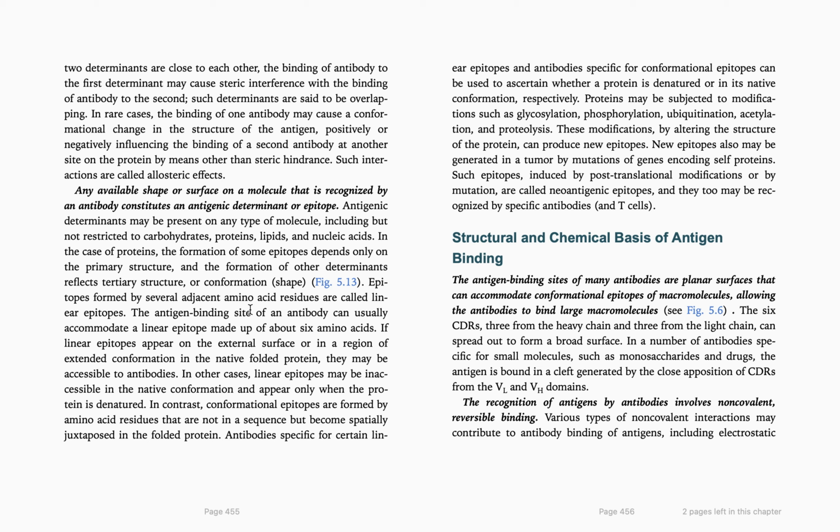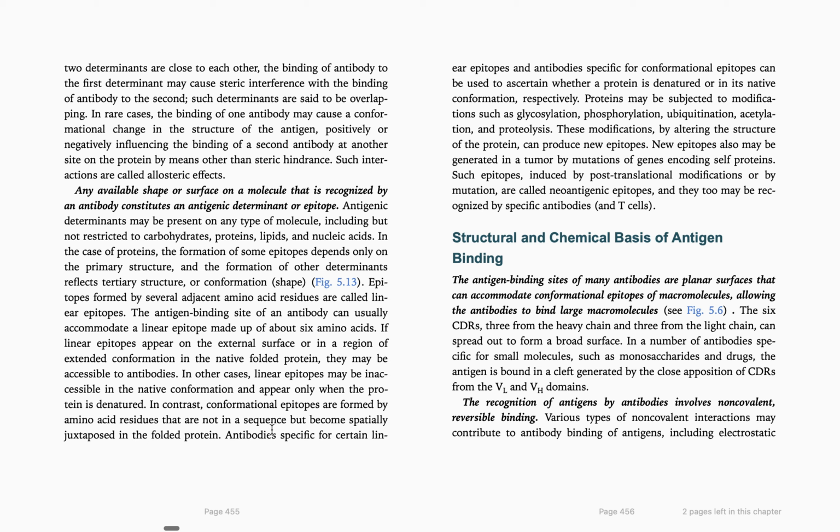Epitopes formed by several adjacent amino acid residues are called linear epitopes. The antigen binding site for an antibody can usually accommodate a linear epitope made up of 6 amino acids. If linear epitopes appear on the external surface or in a region of extended conformation in the native folded protein, they may be accessible to antibody. In other cases, a linear epitope may be inaccessible in the native conformation and appear only when the protein is denatured.